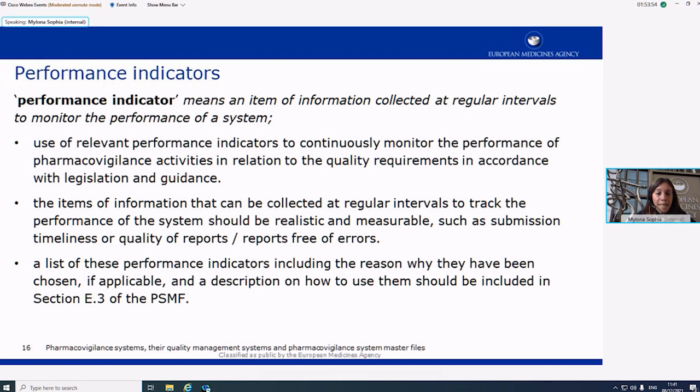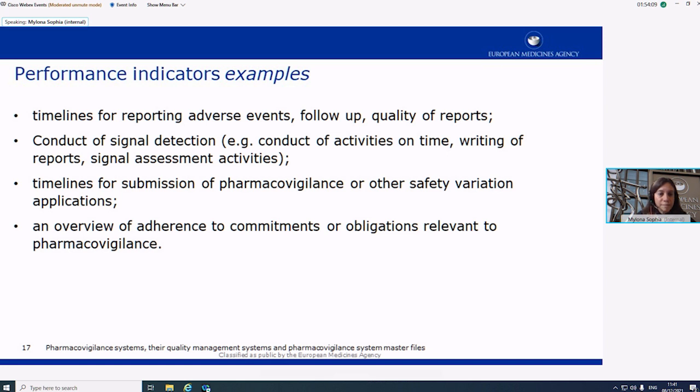And you should really describe, have the list of those, how they will be measured, how often, and why they were chosen, as I said, in the pharmacovigilance system master file. If you go to the next one, I have not given really exact examples of how you will work with those.